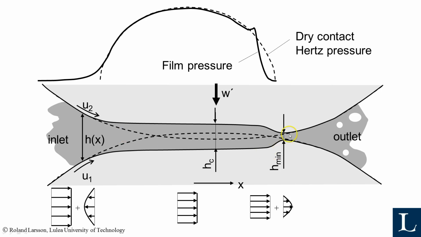Another funny thing with this is that the smallest film thickness, or the minimum film thickness, occurs almost outside the contact, where the pressure is pretty low. So you may expect that the smallest film thickness should occur in the center of the contact, somewhere here, but it doesn't. It occurs out here in the very end of the contact.